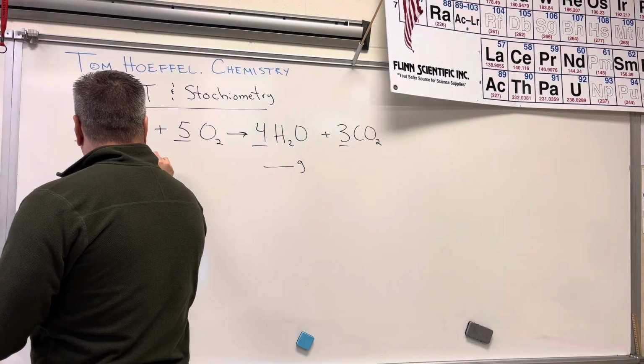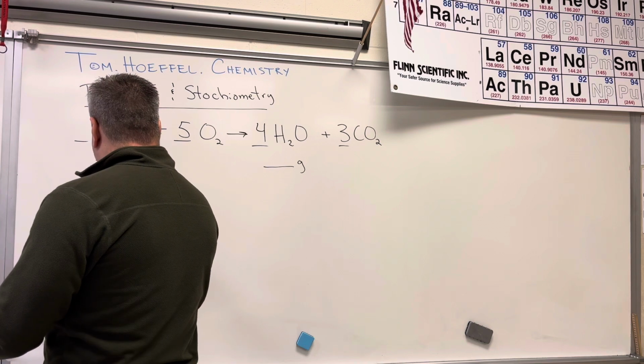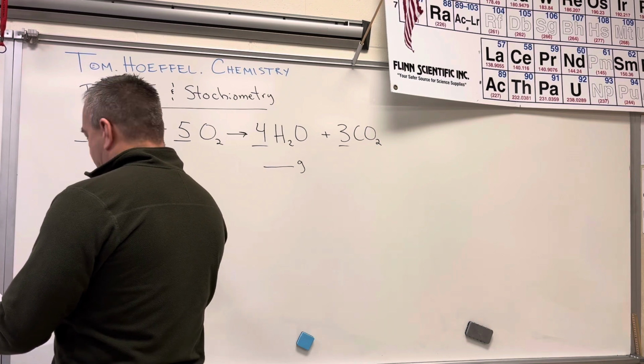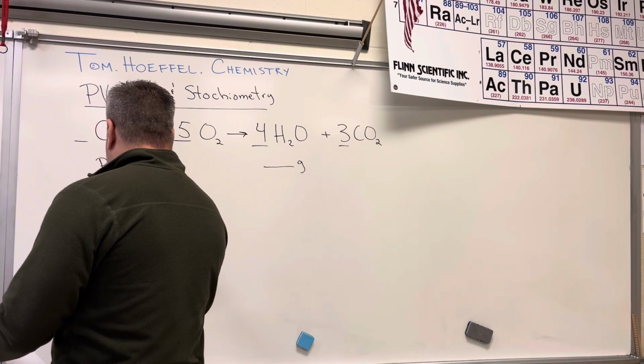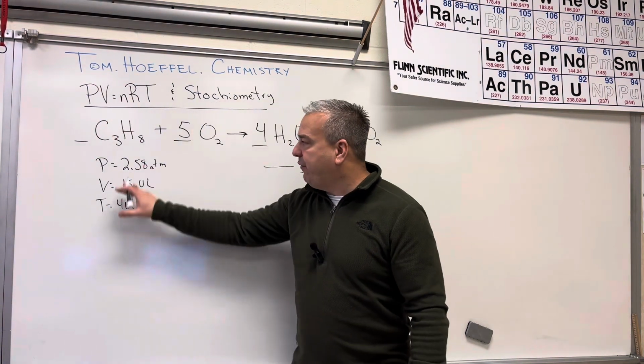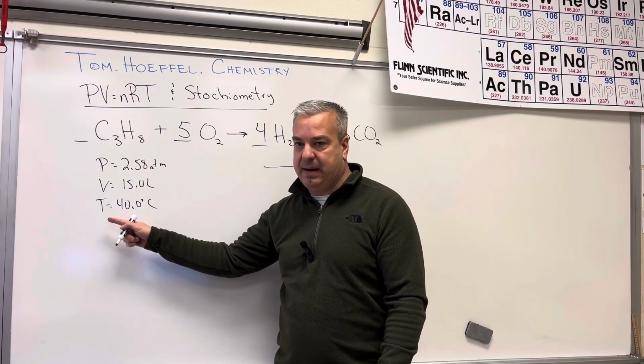and it tells me that my pressure is going to be 2.58 ATMs. The volume is 15 liters, and the temperature is equal to 40 degrees Celsius. Okay, so I have all this information about propane, the pressure, the volume, and the temperature.